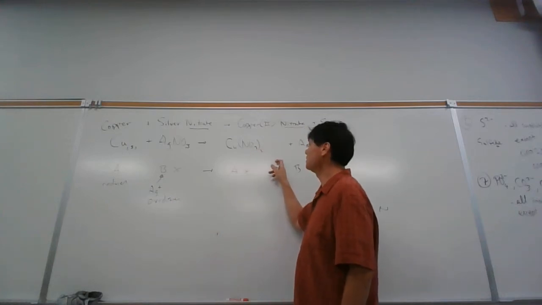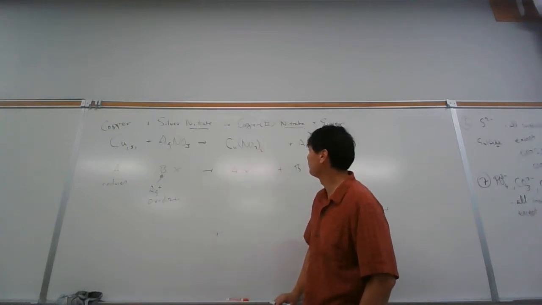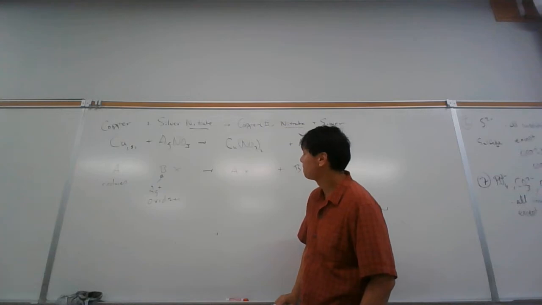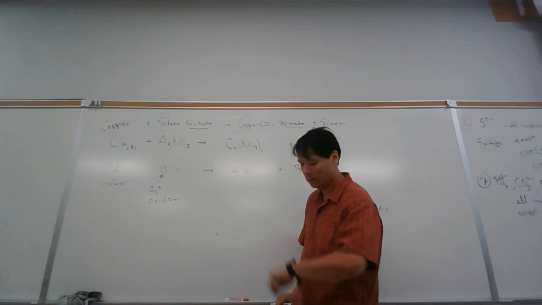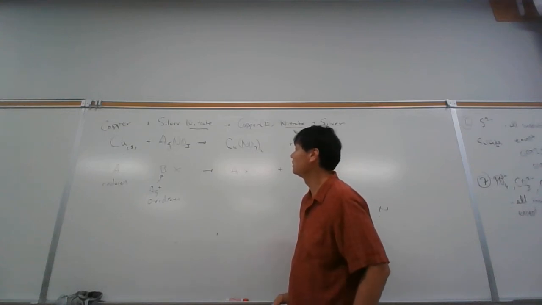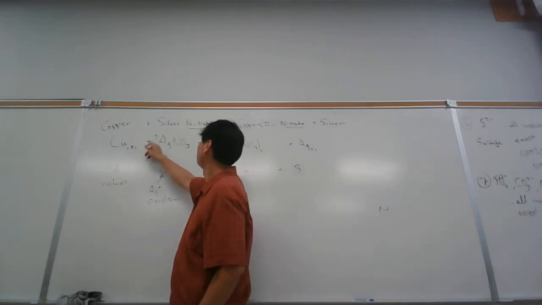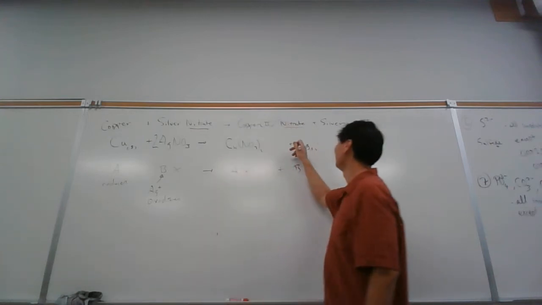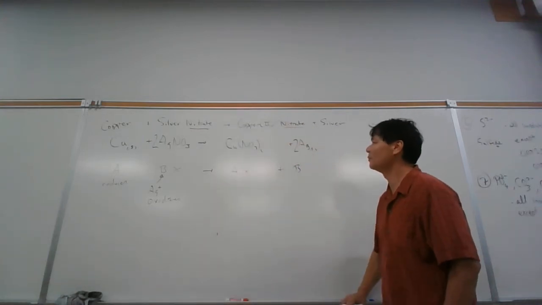And so to balance this, we'll need how many coppers? 1. How many silver nitrates? 2. And then how many silver? 2. And then that would be balanced.